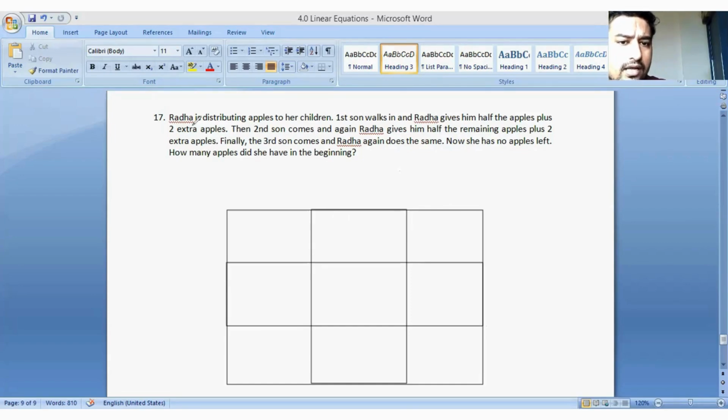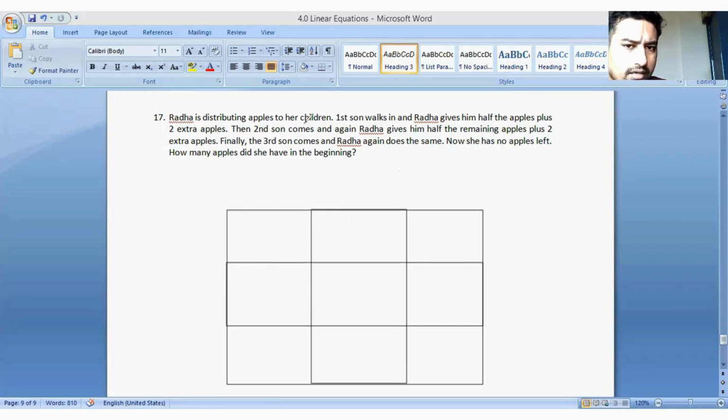Making equations, right? So Radha is distributing apples to her children. First son walks in, Radha gives him half the apple plus 2 extra apples. Second son comes, Radha again gives him half the remaining apples plus 2 extra apples. Finally, the third son comes and Radha again does the same. Now she has no apples left. How many apples did she have in the beginning, right?